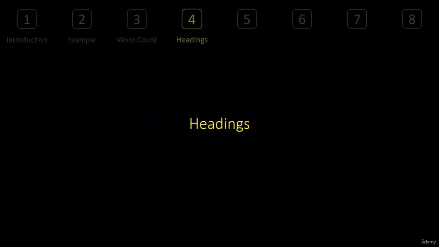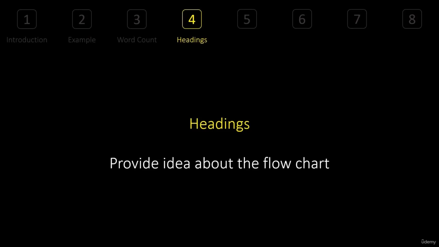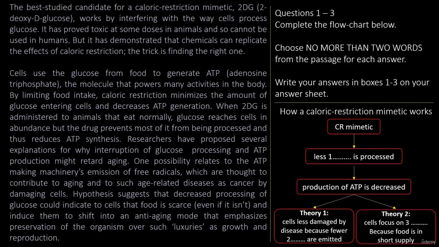So the next one is headings. What is the meaning of headings and why do we need to understand what headings are? Actually, headings can also be called titles, right? They are required to provide information, or they do provide information about the flowchart. So the heading or the title of the flowchart gives information about the flowchart. And with information comes answer. Let me show you here. What do I mean by headings? You see here, how a caloric restriction mimetic works.